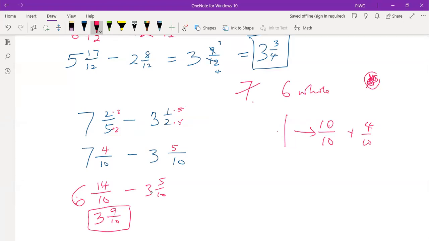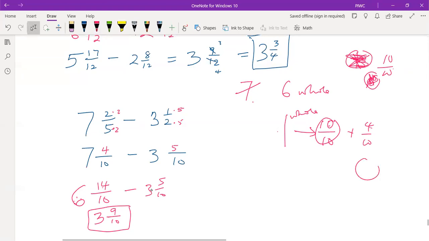Now the 1 that I took out of the 7, that 1 whole, what is that equivalent to? I'm dealing with 10 parts. If I have 10 parts of something, let's say this is 10 parts, if I take the whole 10 out of the 10 parts, that is 1, correct? Yes. So 10 out of 10. That 10 out of 10, I'm adding it to the 4 parts. So I get 14 parts in all out of the 10 parts.